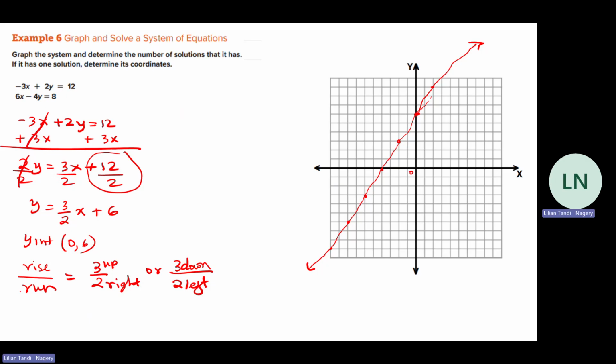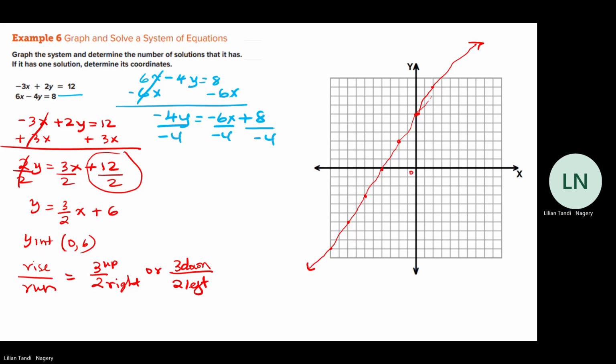Then I do this one in blue or a different color. It doesn't matter what color you use. And then you'll have 6x minus 4y equal 8 minus 6x on both sides. Negative 4y equals negative 6x plus 8. Divide by negative 4. I will get y equals, I need to simplify this, 3 over 2 x, and this will become negative 2.